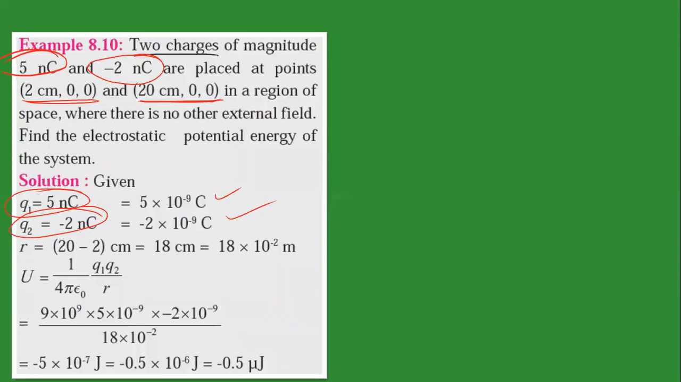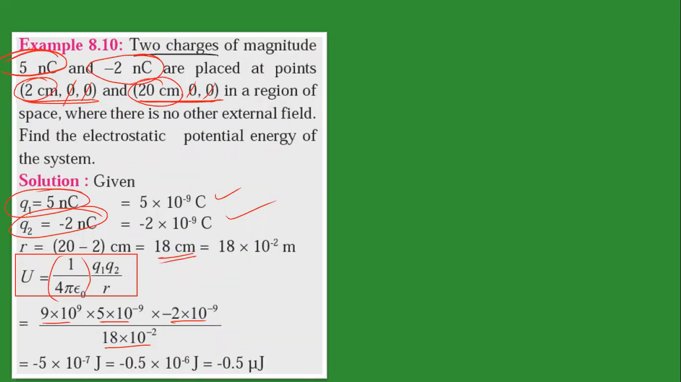Now, electrostatic potential energy. This is the formula for a 2 charge system. So 1 upon 4 pi epsilon 0 is 9 into 10 raised to 9. This is Q1, this is Q2, and this is the distance. Why is this the distance? Because you can see here, this is a 0 coordinate, this is 0 coordinate, 0 coordinate. So 20 minus 2 is coming 18. This is R.